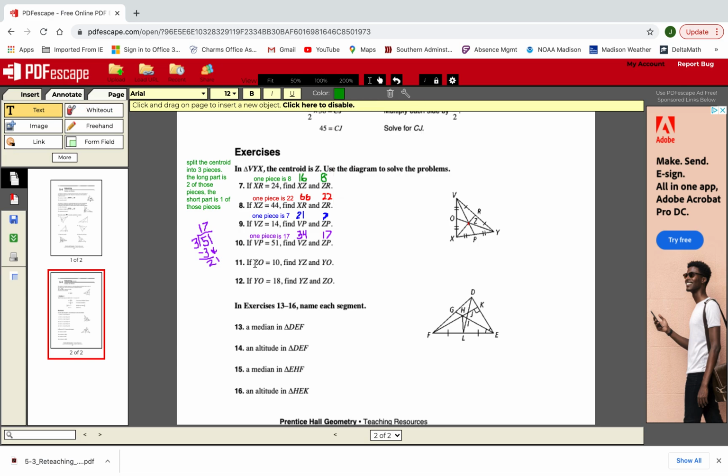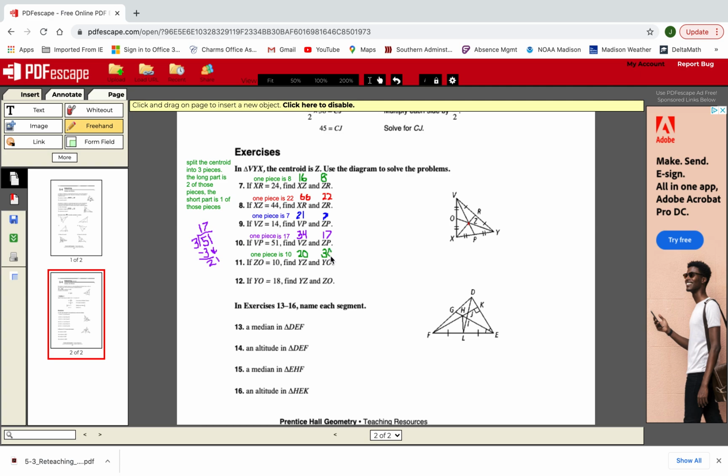Okay. It says if ZO is 10. Well, ZO is the short part, so that's one piece, which is 10. YZ is the longer part. The longer part is 2 pieces, so that is 20. And then YO is the entire thing, which is YZ plus ZO. YZ plus ZO is 20 plus 10, which is 30.